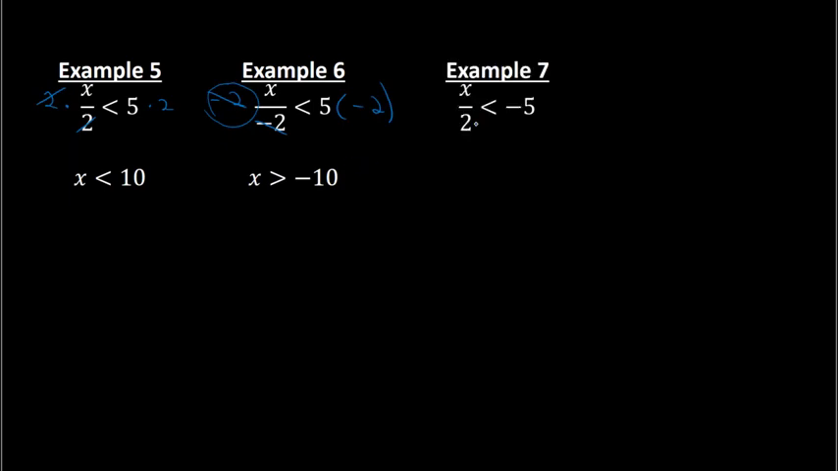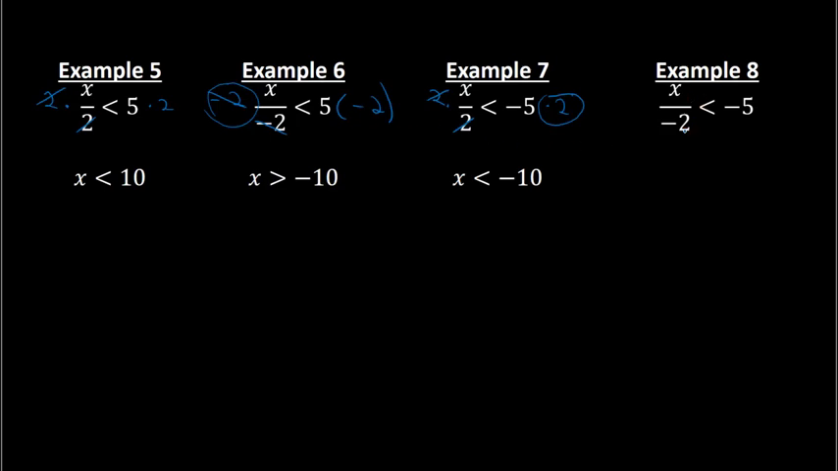Example 7. To get rid of the 2 in the bottom, I need to multiply both sides by 2. So to do that, that will cancel. X is on the left. Negative 5 times 2 is negative 10 on the right. But even though there's a negative here with the 5, I'm multiplying by a positive 2. So because I'm multiplying by a positive, there is no need to switch the inequality. So this would remain as x is less than negative 10.